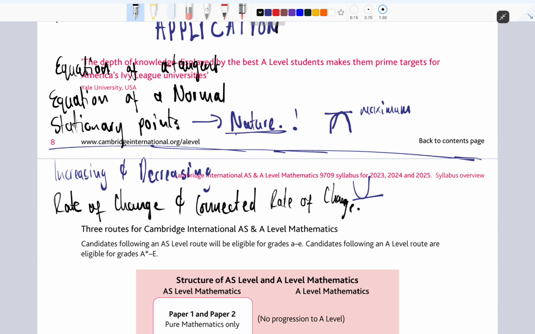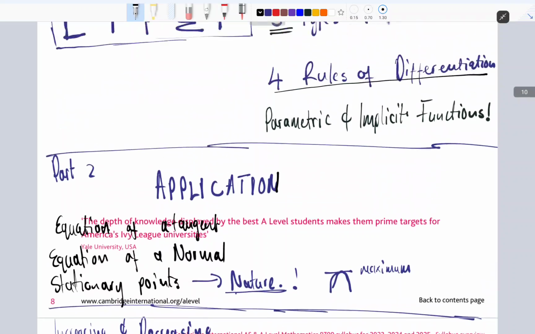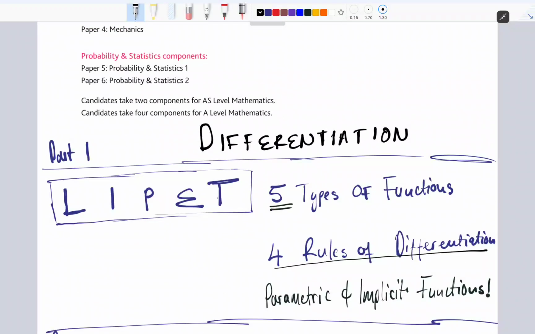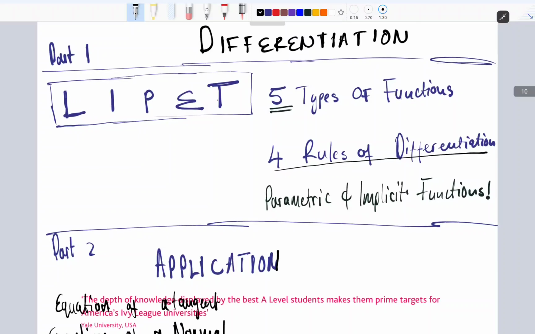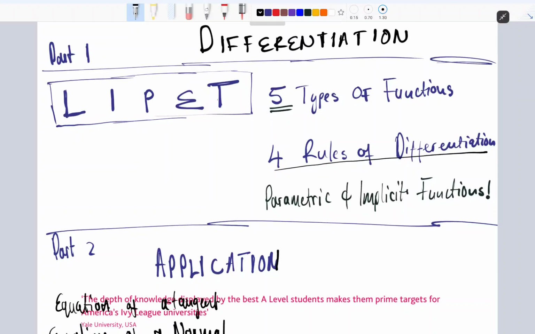What is differentiation? If you want to be good at it, the things you gotta know are how you differentiate the 5 types of functions, and how you use the 4 rules of differentiation, which are the power rule, the product rule, the chain rule, and the quotient rule. Then it is going to be parametric and implicit, and you are done. This is the whole thing.